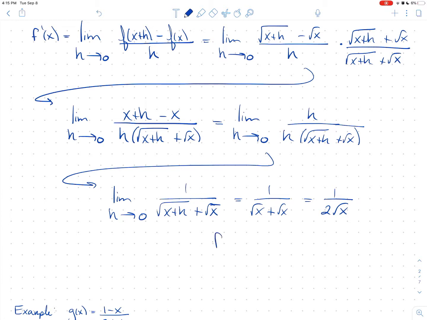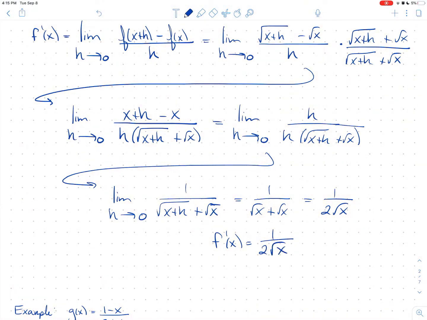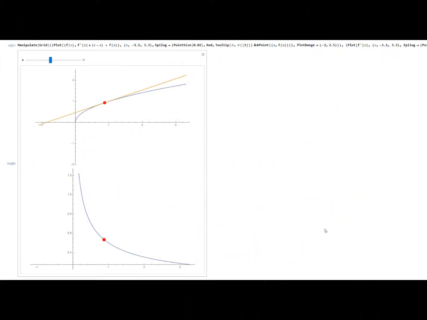And so we can write that down. f prime of x is exactly 1 over 2 square root of x. And so let's switch back to Mathematica again and just watch how that plays out on the screen. All right, so same story, different function. We can see the top function is a square root of x. The bottom function is the graph of 1 over square root of x. And I want you to see the relationship between this function and this function.